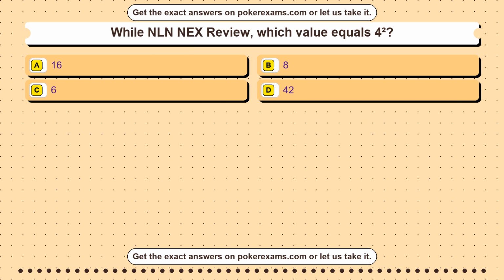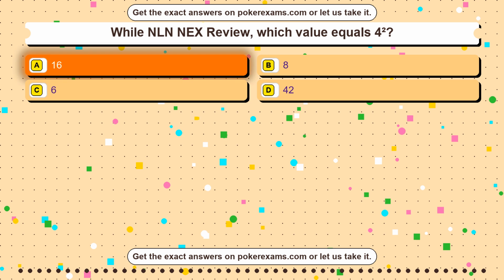Question 37. While GED reading practice test, which punctuation mark separates items in a simple list? Option A comma. Option B apostrophe. Option C hyphen. Option D colon only. The correct answer is option A.